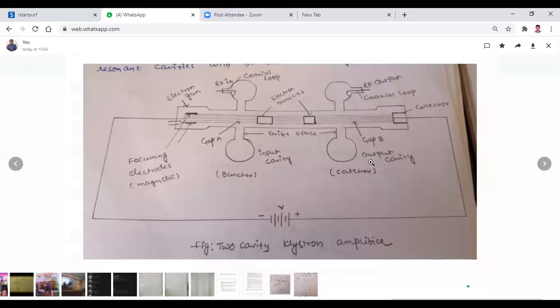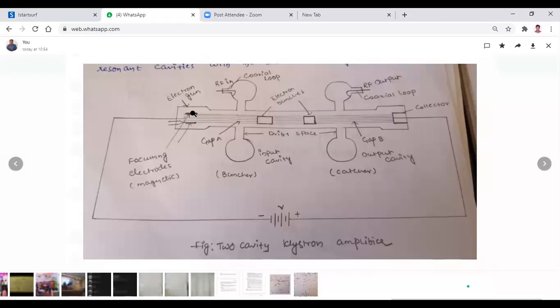So this is the input cavity, and this is the output cavity. The input cavity is also known as the buncher cavity, and the output cavity is also known as the catcher cavity. Here this is a vacuum tube, and these are the gaps. This is gap A and this is gap B, and this is a cathode. Here the cathode, and here the plate.